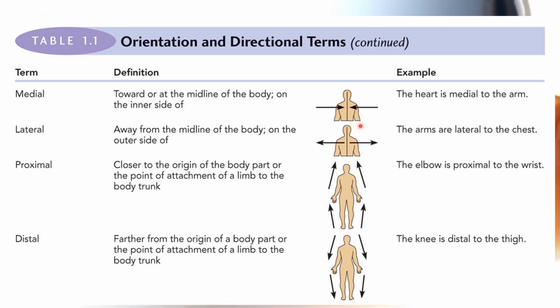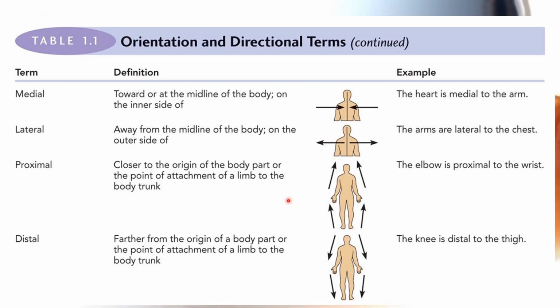For example, the heart is medial to the arm, so it's more towards midline. The heart is pretty darn medial, right? It's almost right on midline. Whereas the arms are lateral to the chest, so they're away from midline. The chest is more medial.